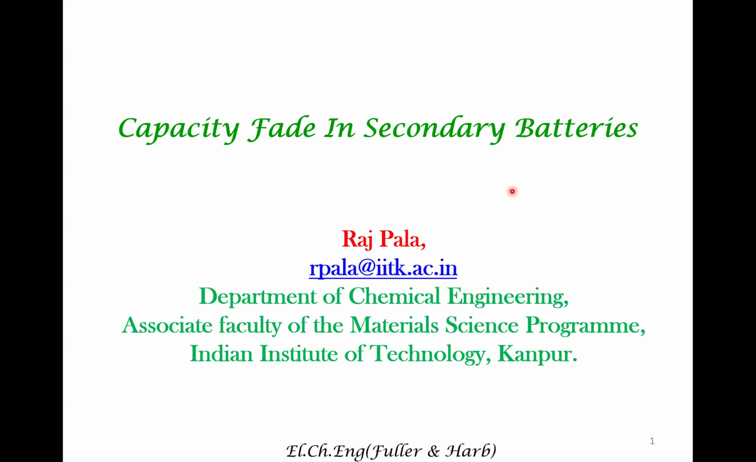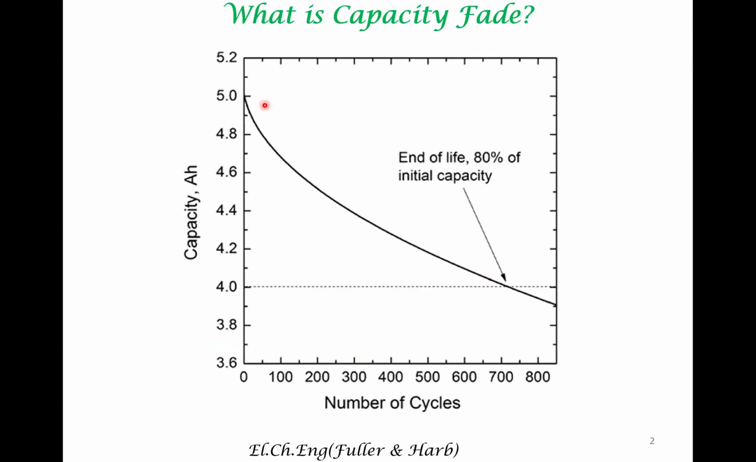Welcome back. In this lecture, we will introduce a term, capacity fade, that you might often hear, especially in the context of lithium-ion battery, but it is a term that is generally applicable to any secondary battery. So the central feature of a secondary battery is that it is rechargeable. So it is typically used for many cycles. This term is best elaborated via the schematic.